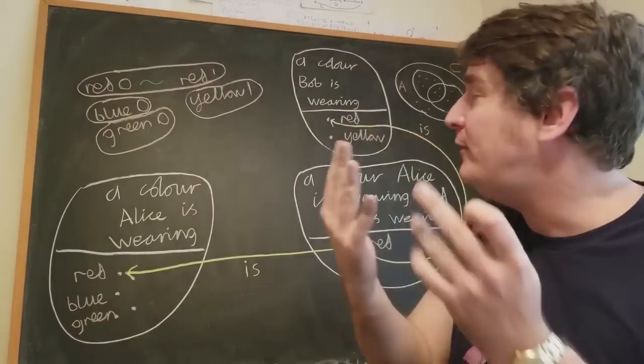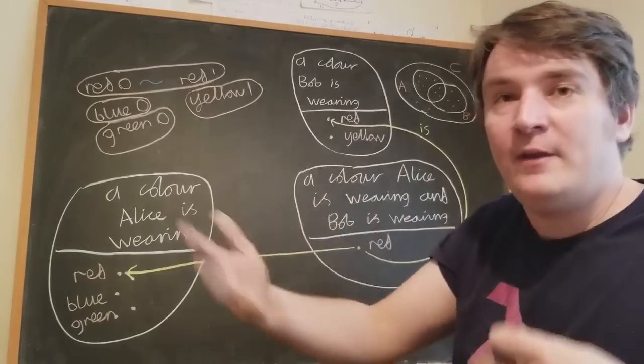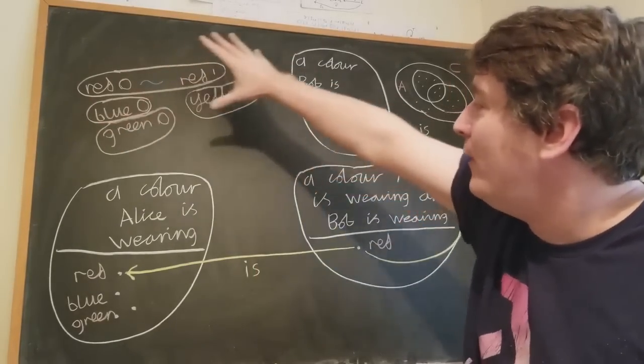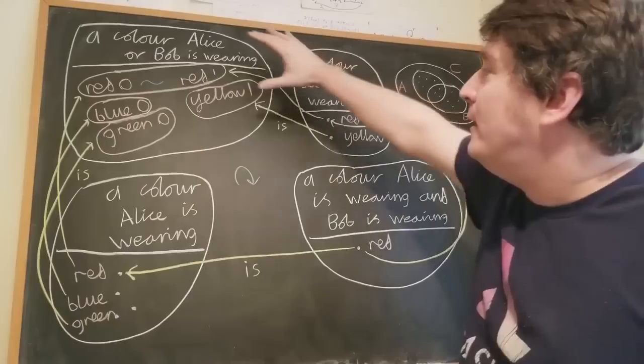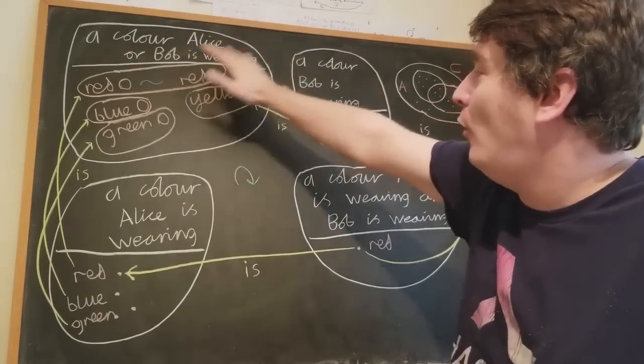And you see what we've done, we've identified these 2 copies of red that we used to have in this discriminated union. And that's what we wanted to do because we've eliminated this double counting and we've really now got a set which is isomorphic to the union of this set. So we could label it to say a colour Alice or Bob is wearing.